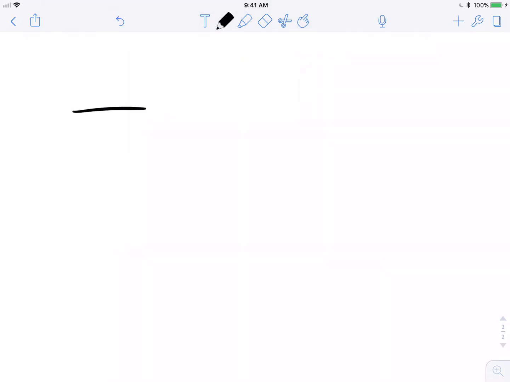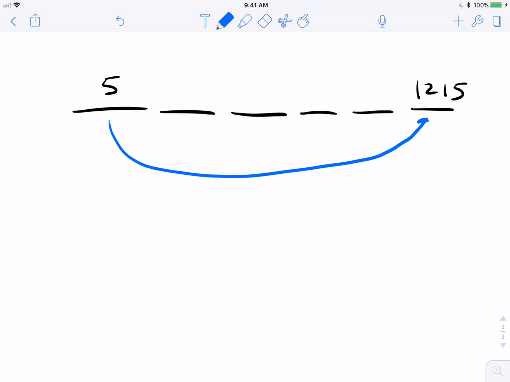Let's see one more here quickly. Let's say I have this. I start at 5, I have 1, 2, 3, 4, 5 jumps, and I end with 1215. I think that should work. So for this gap, again, we're going to do our division. 1215 divided by 5 is, long division here, 243.